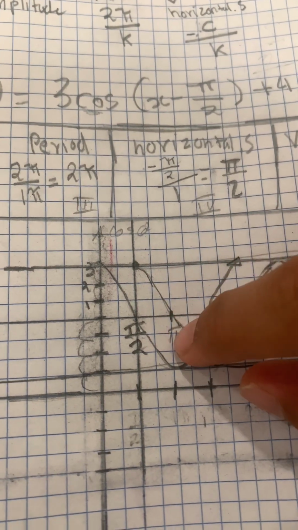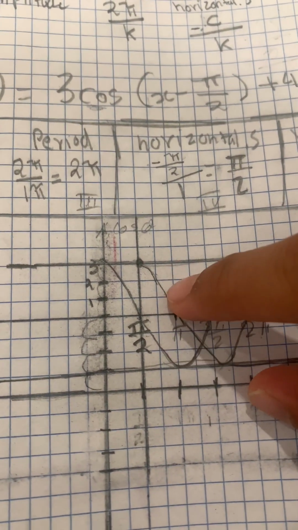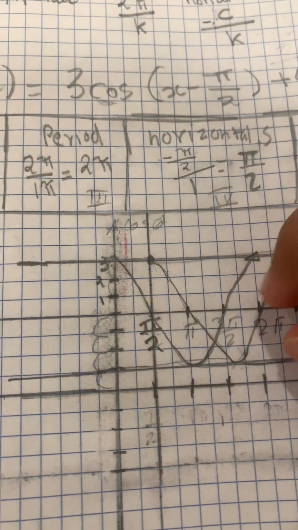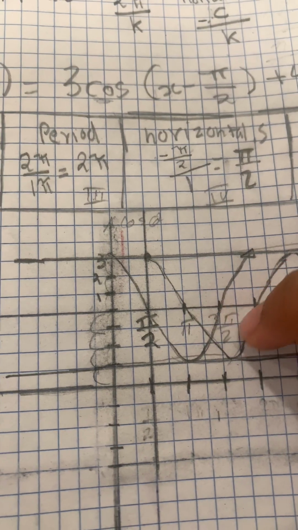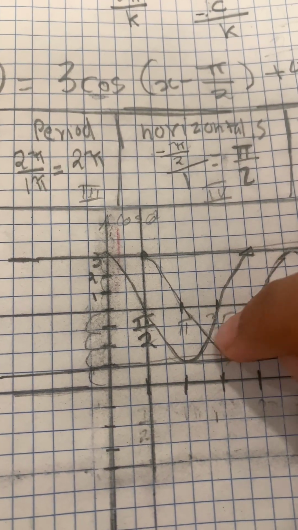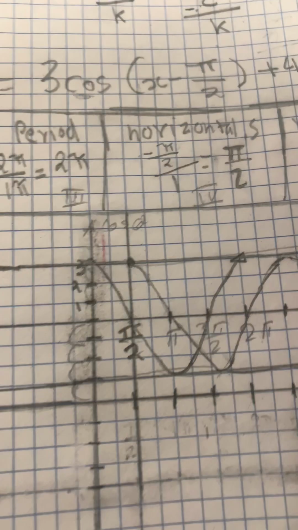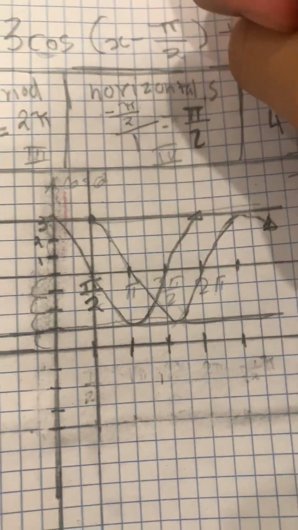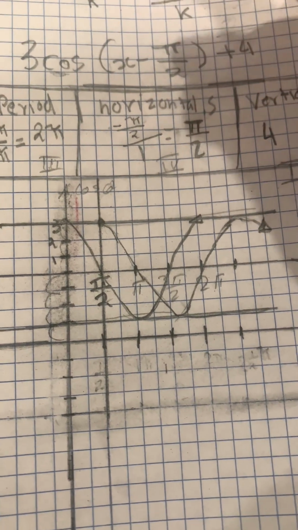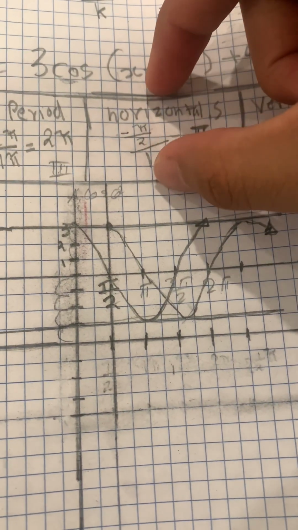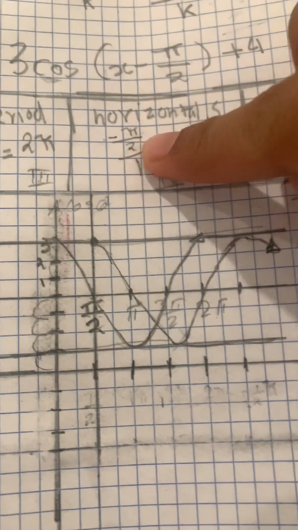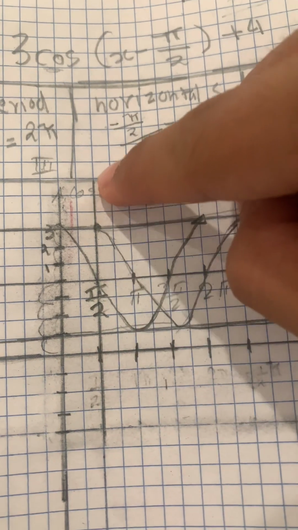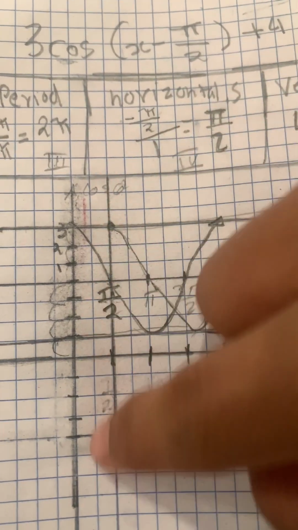Then we divide 2 pi by 4, which gives us pi over 2. Pi over 2 times 3 equals 3 pi over 2, and 1 pi right here. So that will be our period marks. And now what we have to do is our horizontal shift, which will be pi over 2, and we draw a line that will be our y-axis. That's where our graph will start.